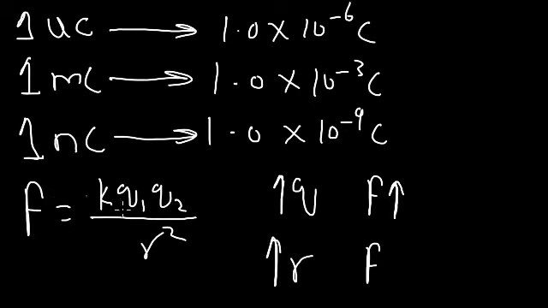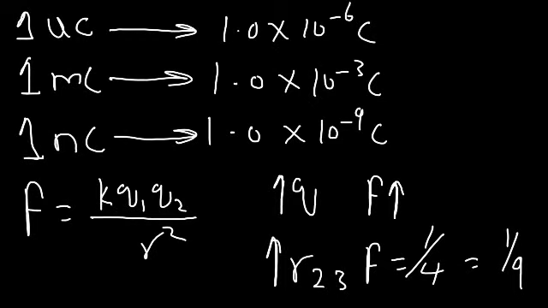Since the electric force is inversely related to the square of that distance, if the distance is increased by 2, then the electric force will decrease by a factor of 4. If the distance is increased by 3, the electric force will decrease by a factor of 9. It keeps decreasing by a factor of the square of the factor by which the distance increased. So that's just what you need to know about Coulomb's law. Now let's go over some examples and see how this concept works.